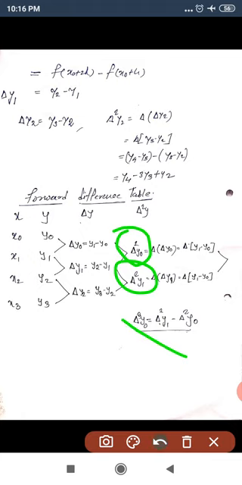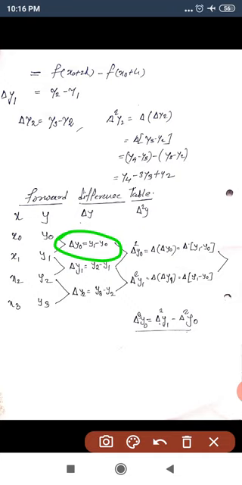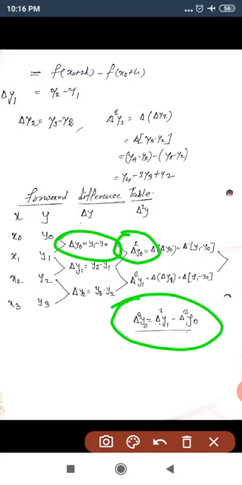Now in the forward difference table, the useful values are del of y0, then this value del square of y0, then this value del cube of y0. These three values we are using.